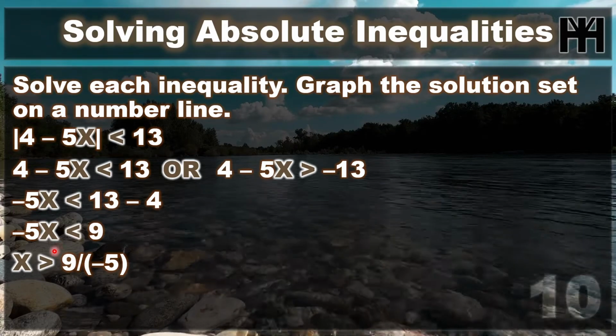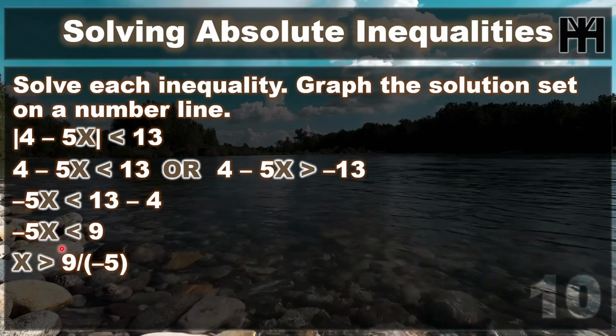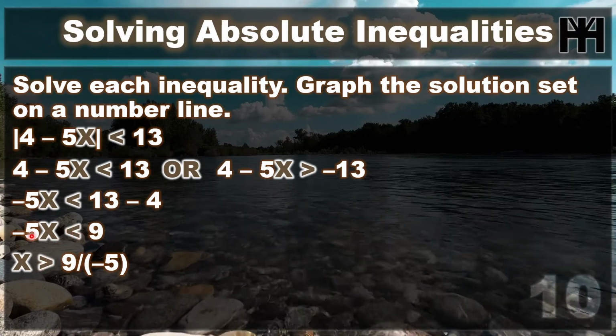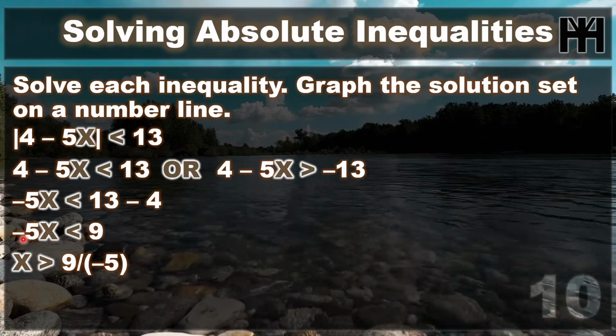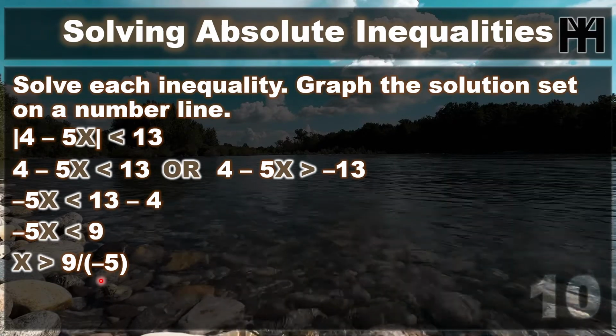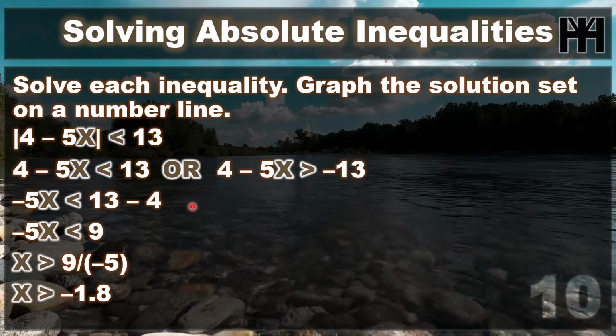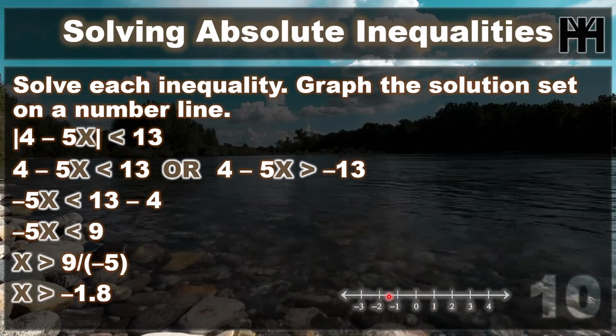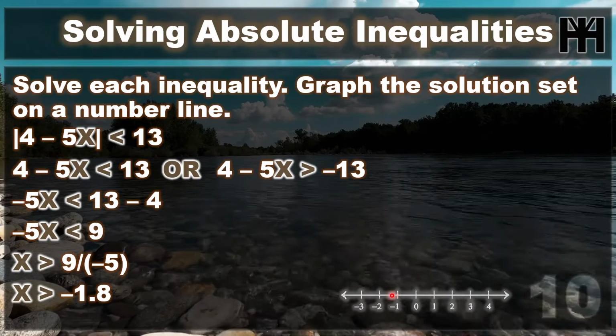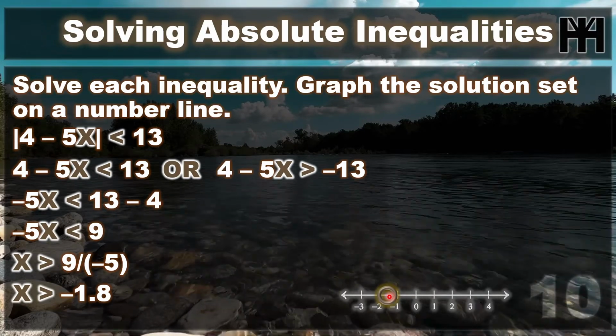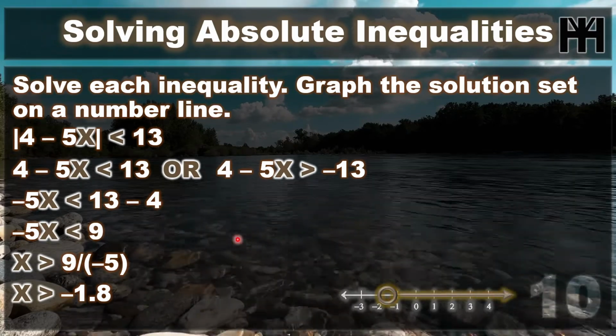Why did we flip the inequality sign here from smaller than to greater than? Because we divided by a negative number. Okay, so now x is greater than -1.8. Okay, here is -1.8, it's here. So x is greater than, so it will move to the right.